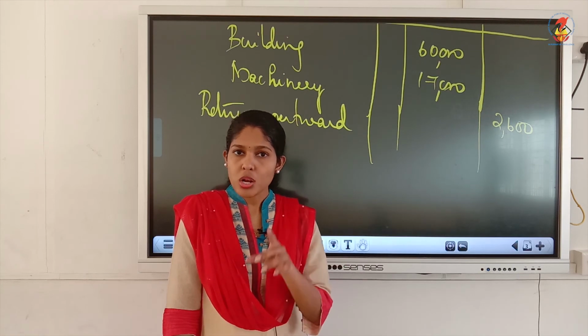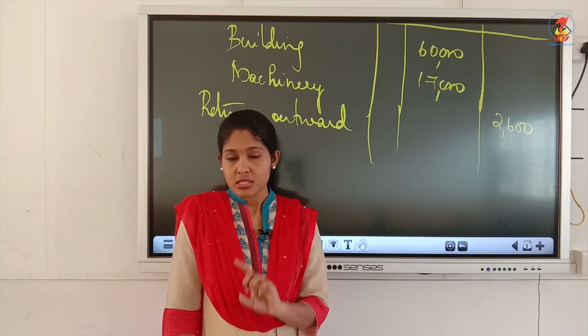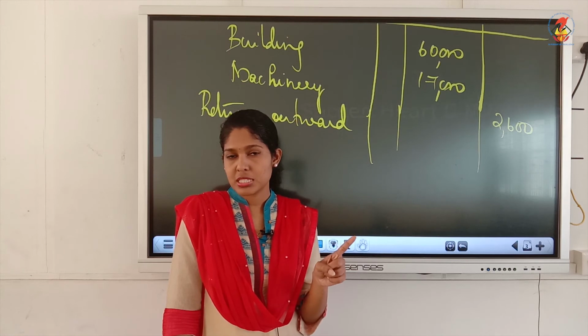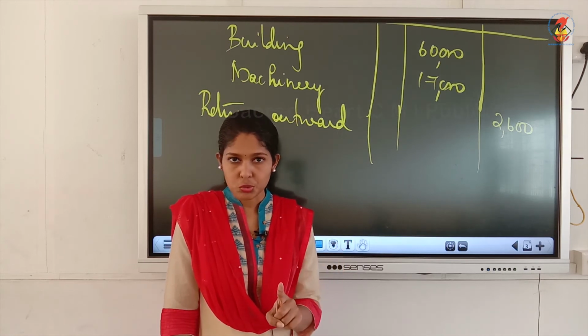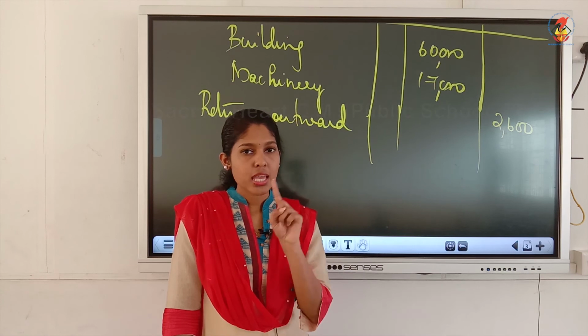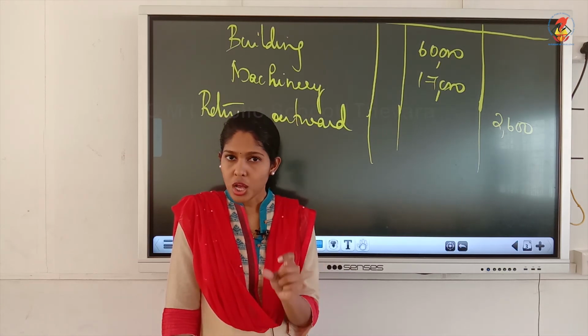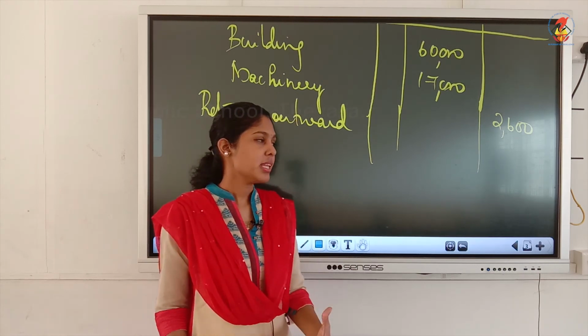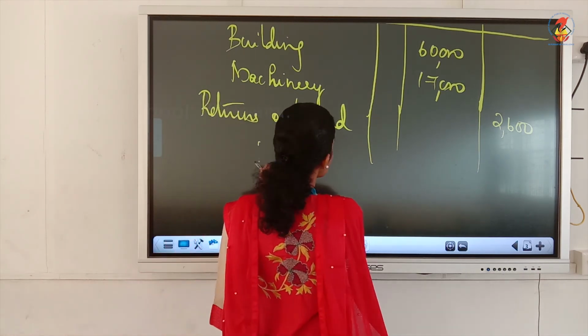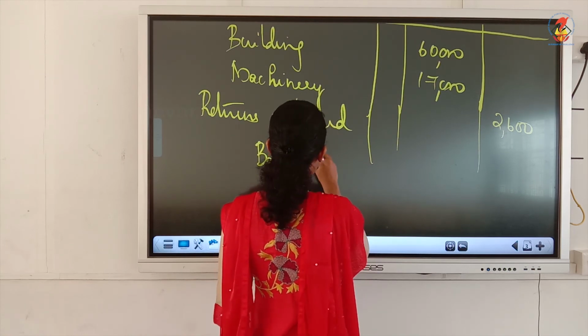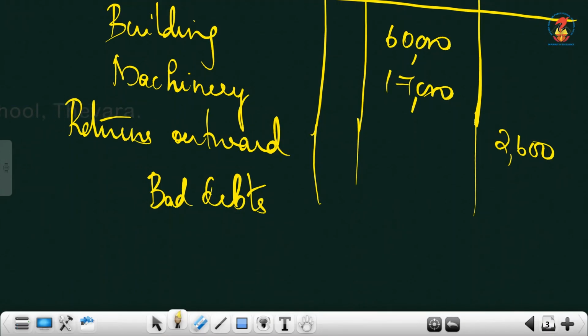So, losses also will be having a debit balance. That also you have learned under rules of debit and credit. Under nominal account rule: debit all expenses and losses, credit all incomes and gains. So, losses will be having a debit balance just like assets and expenses. So, this item bad debts, that is a loss, is having a debit balance. The amount is 2800.